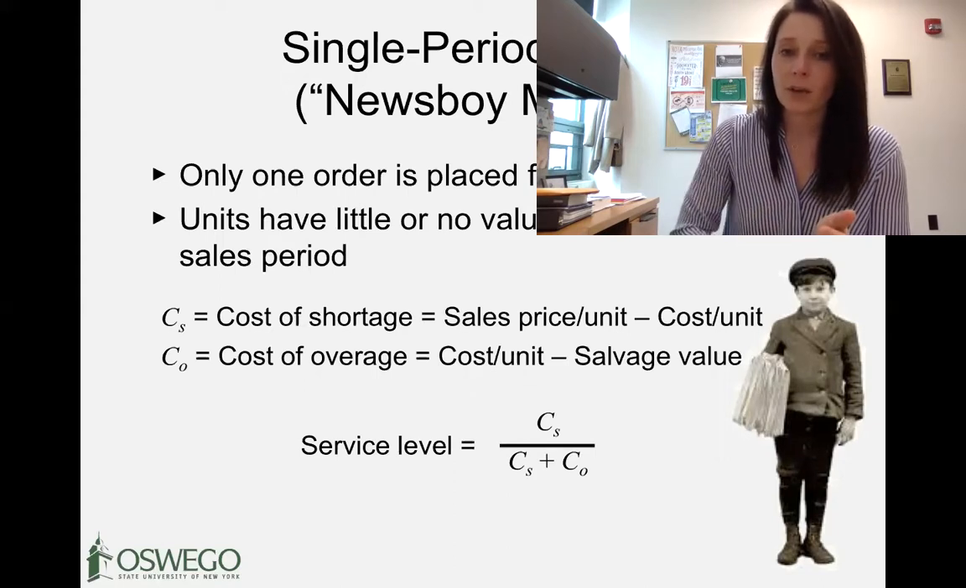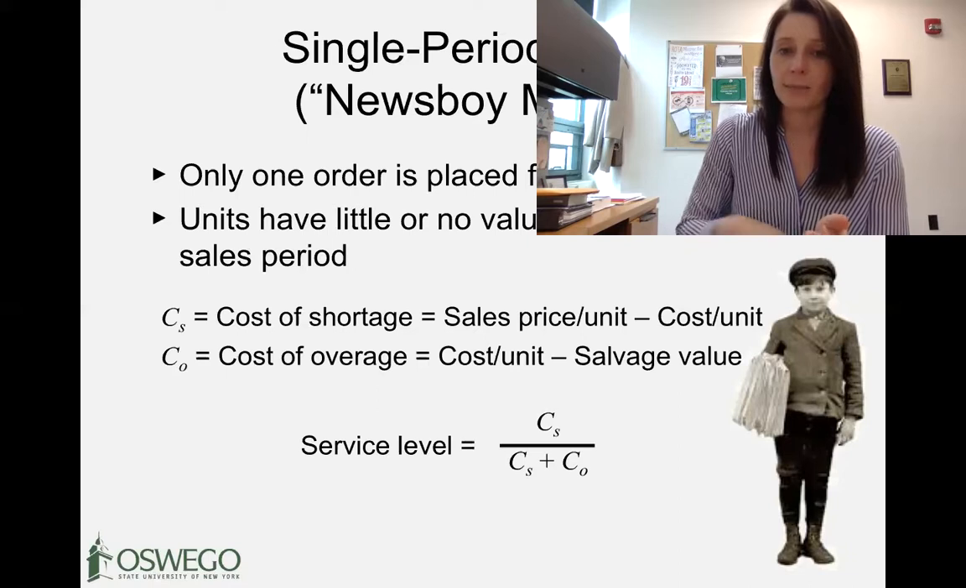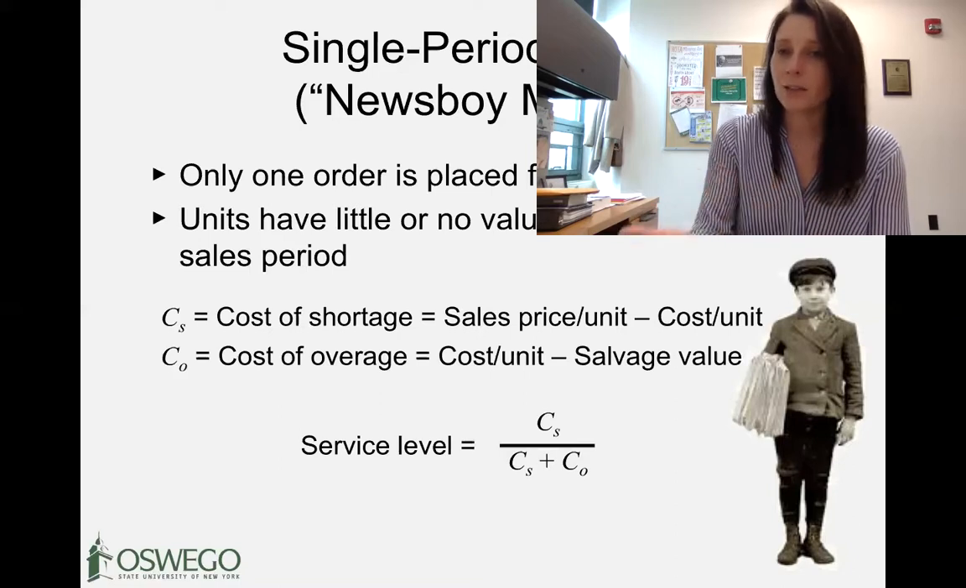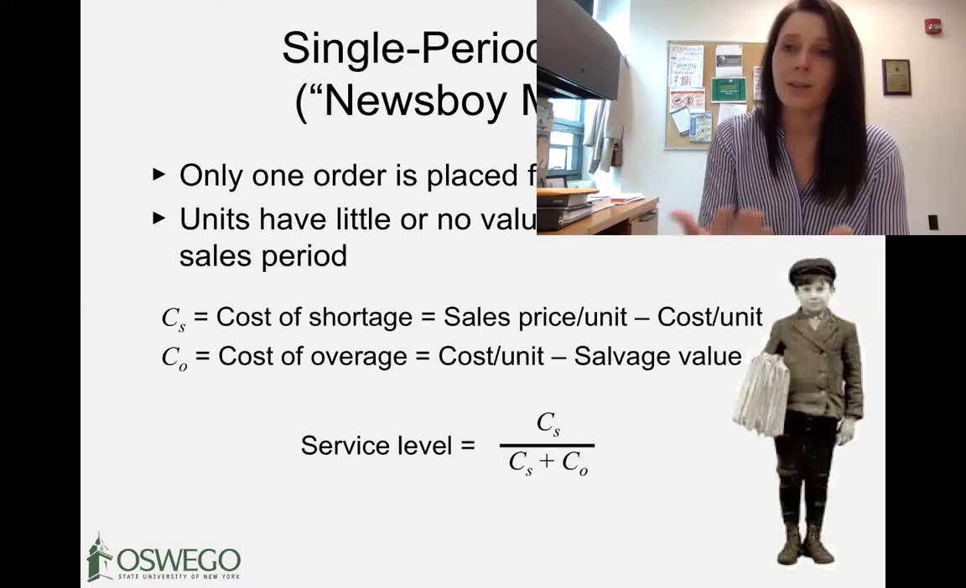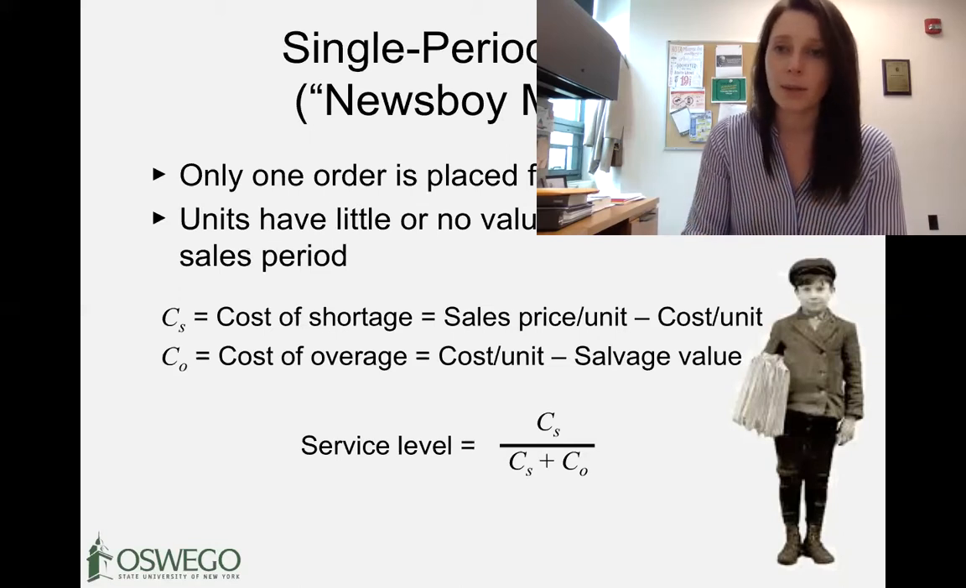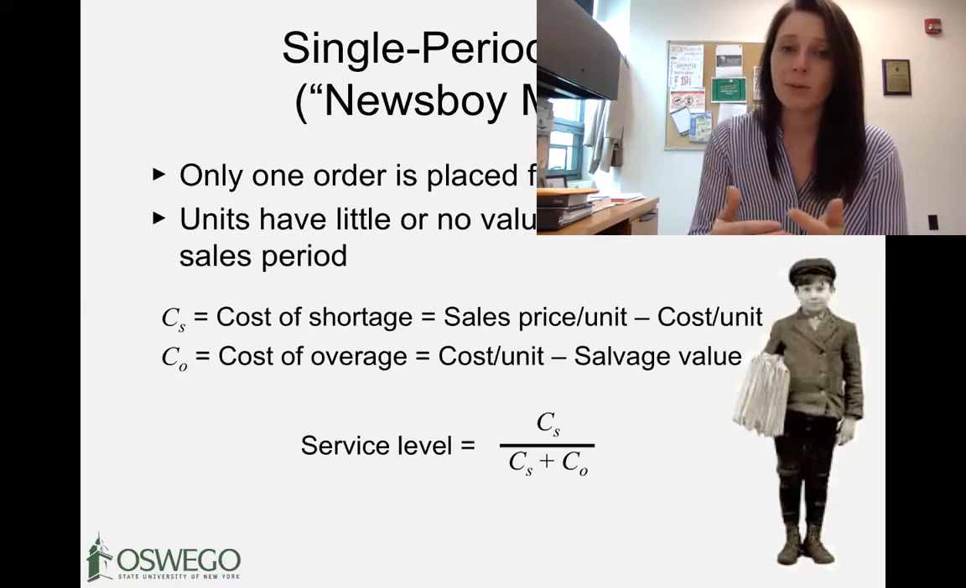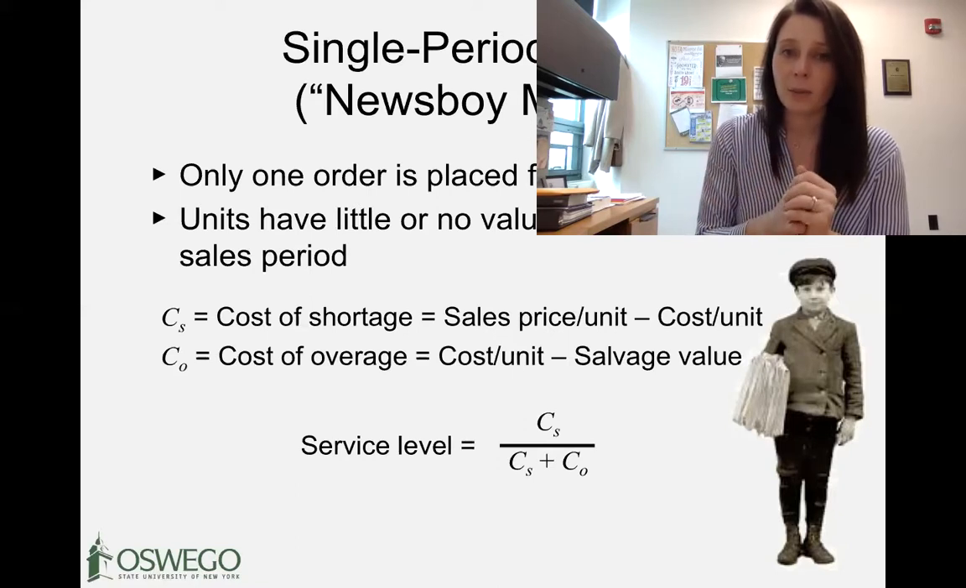And then we also have a cost of overage, which is basically going to be his cost for each unit minus whatever sort of salvage value he may get. Like the New York Times may say, okay, well, we'll buy back the papers that you don't sell for 20 cents, so you're not completely out. We can reuse the material. That's going to help us. Understanding our cost of shortage and our cost of overage in this single-period inventory case is going to help us determine what our service level should actually be.